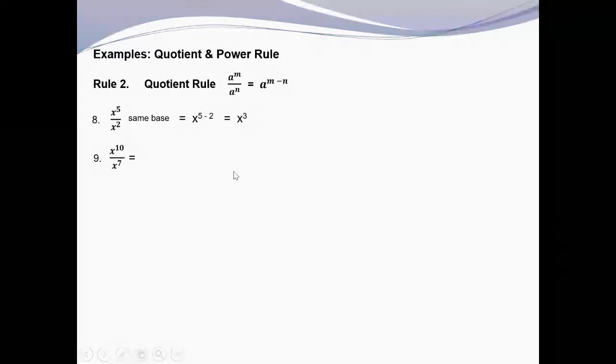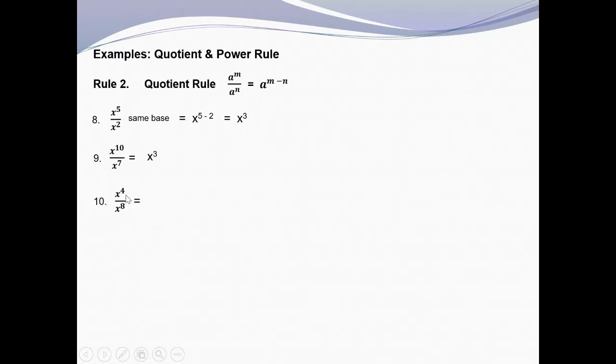Number 9, x to the 10th divided by x to the 7th is equal to x to the third power, right? Because like I said, we can go from the original problem straight to the answer. In your case, we can subtract 10 minus 7 is equal to 3, which will be x to the third power.